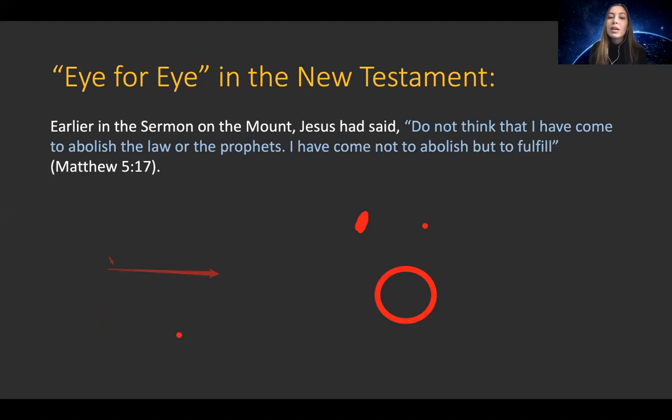So because of the hardness of your heart, Moses allowed you to divorce your wives, but that was not the original command, because what does God say in the Old Testament about divorce? God says, I hate divorce. That's what God says. I think it's in Micah, in the prophet Micah. Okay, God says, I hate divorce.